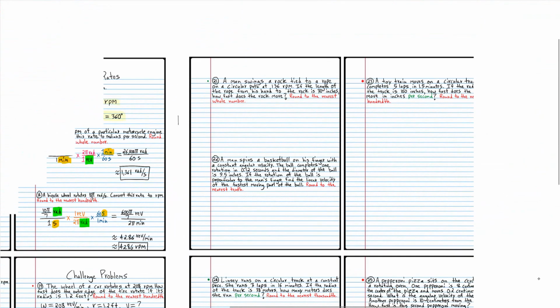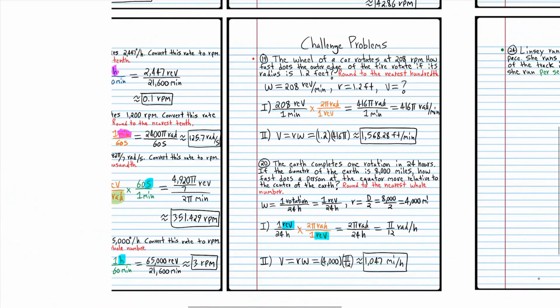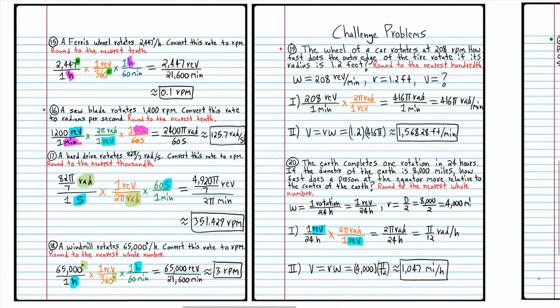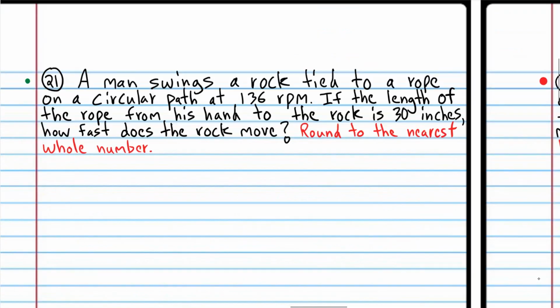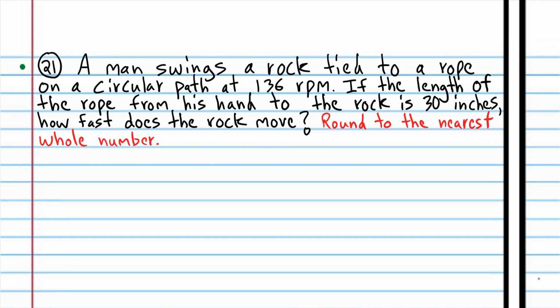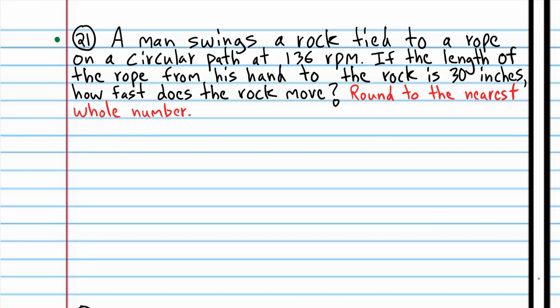Okay, so I want you to try number 21. Go ahead and take a picture of numbers 19 and 20. These are 2-step problems, so they're challenge problems. So go ahead and try number 21, and when you come back, we'll do it together. Okay, we're back.